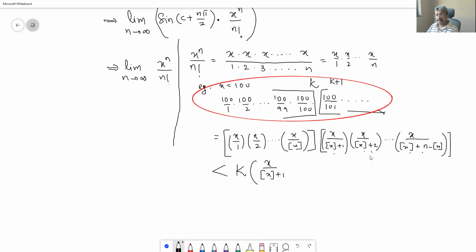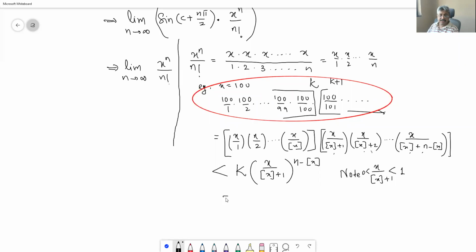How many times? How many brackets are there in total? n minus greatest integer x. These many brackets are there. Strict inequality, less than. Understand this. Now this is definitely a fraction and is less than 1. Note, x upon greatest integer x plus 1 is greater than 0 and less than 1.